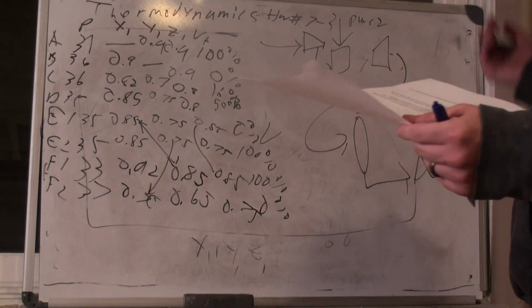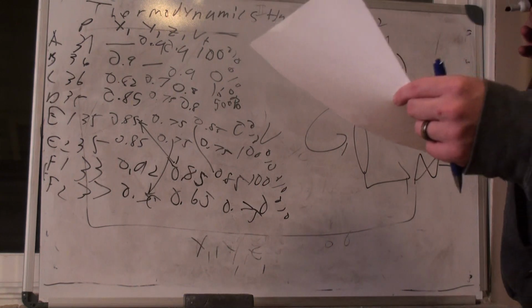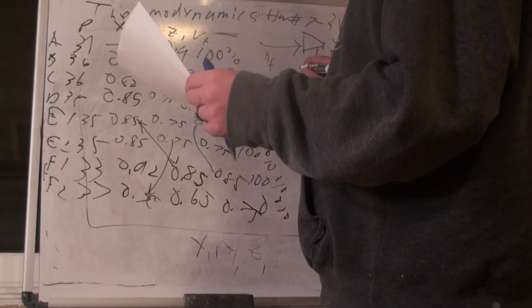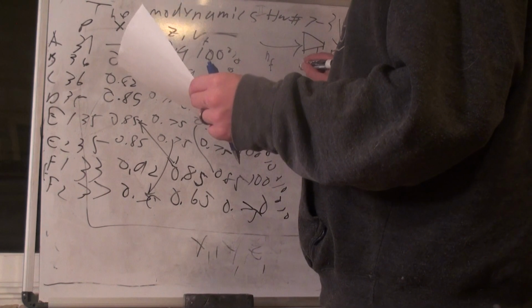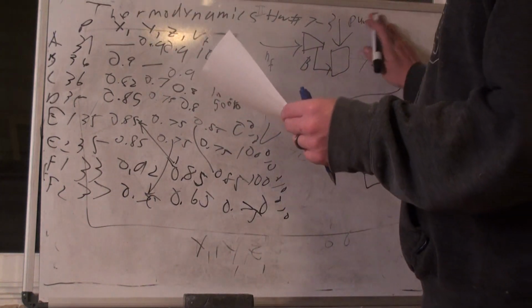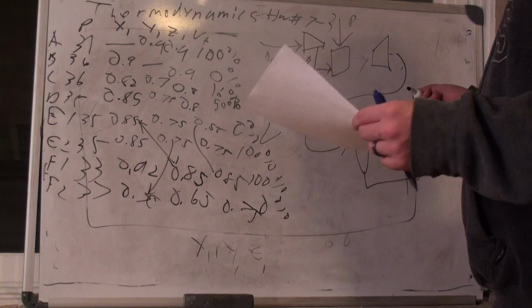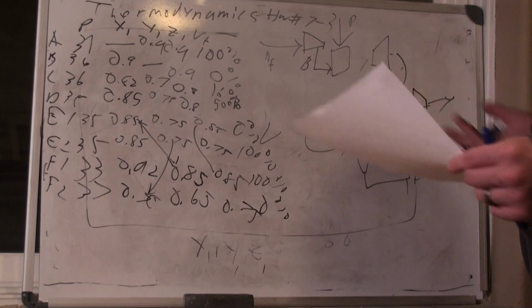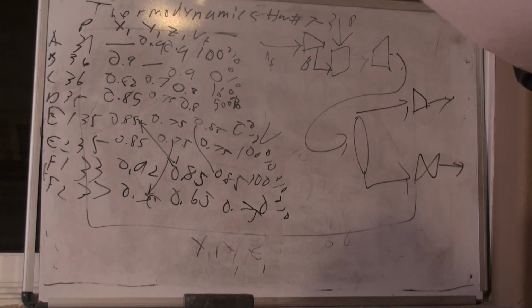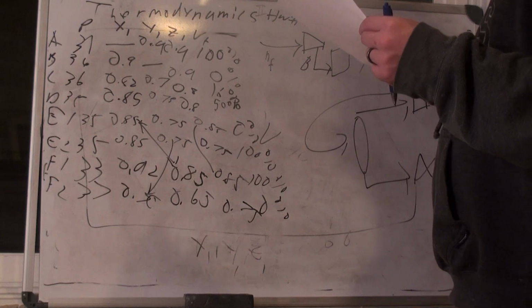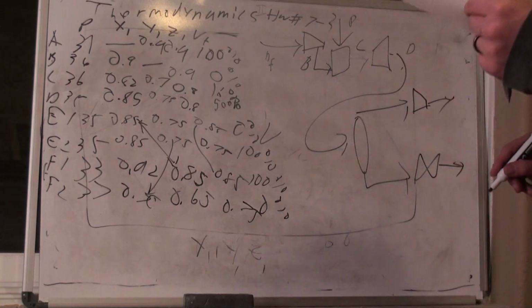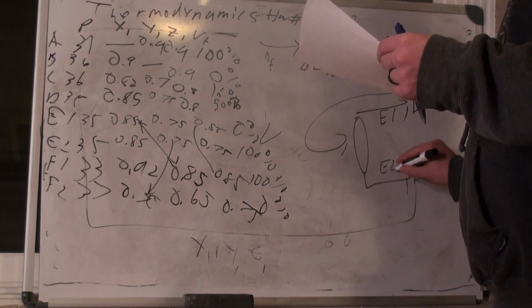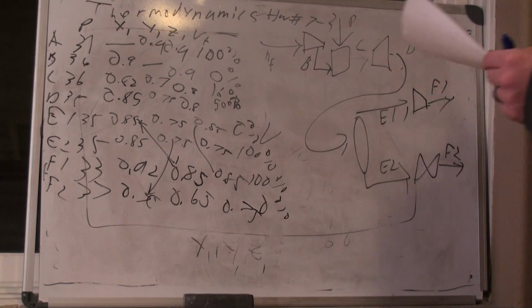So let's figure out what's going on here. I have a feed, stream B, and this is pure 2, so we'll call that stream P. What's coming in is going to be coming out at a different composition, so we'll call this stream D, and this one's stream C. Obviously this is E1, and this is F1, this is E2, F2.